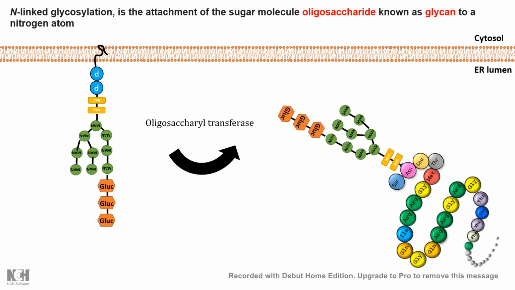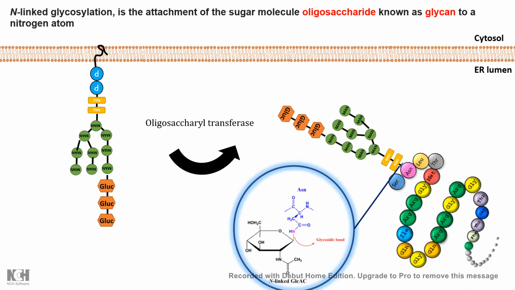So here is the glycosylation tag that is transferred to a protein on a specific asparagine amino acid with the help of oligosaccharyl transferase. And this glycosidic bond that is formed is at the amide nitrogen of the asparagine. So this is known as N-linked glycosylation. And this process of oligosaccharyl transferase transferring this glycosyl tag all happens in the ER lumen.